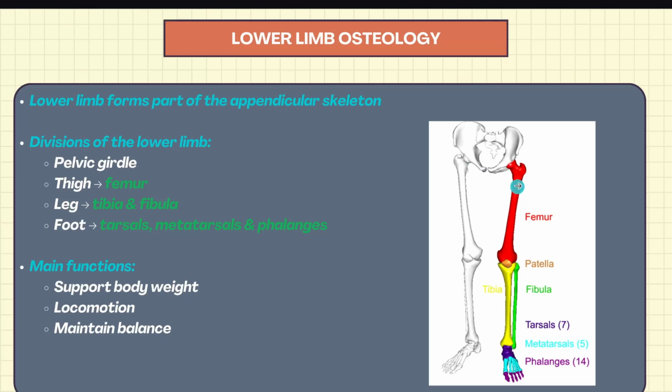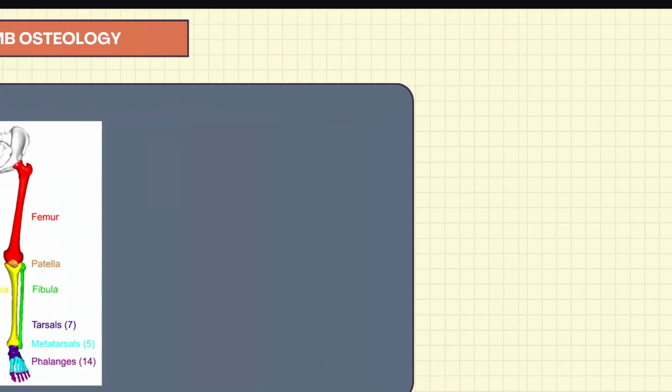We start off with the thigh region, which has the femur. And then with the leg region, you're going to have the tibia and the fibula. The patella is like in between both the thigh and the leg. And the foot is going to be made out of tarsals, metatarsals, and phalanges. Now, the main functions of this lower limb is to support our body weight, locomotion, and maintain balance. Locomotion is the movement of one place to another.